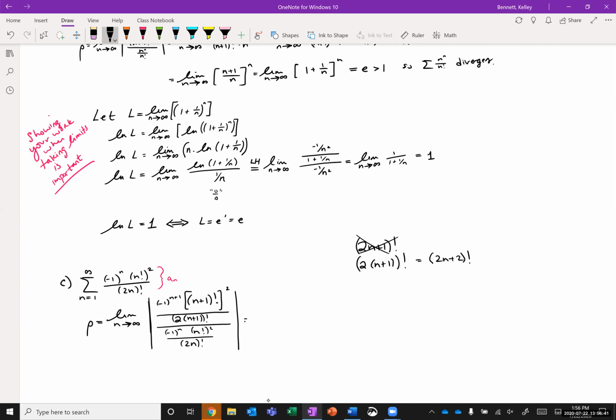All right, so now if I take the absolute value and then simplify, I'm just going to rearrange it so it's a fraction of fractions. So the negative ones go away. I get (2n)! on top with my ((n+1)!)² on the bottom. That's hideous. Okay. And then on the bottom, I'm going to have (2n+2)!, just expanding that out, and (n!)².